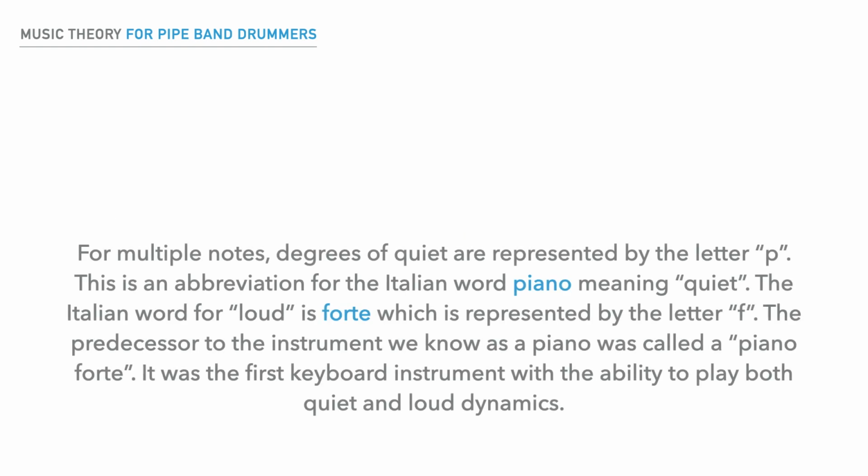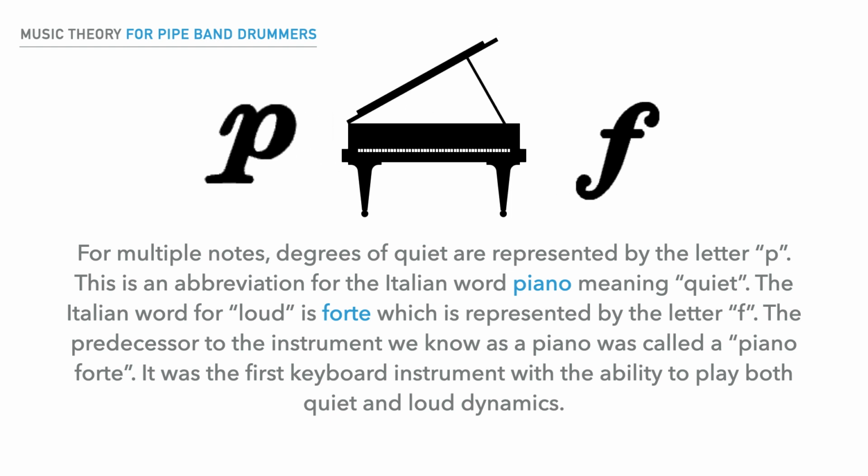For multiple notes, degrees of quiet are represented by the letter P. This is an abbreviation for the Italian word piano, meaning quiet. The Italian word for loud is forte, which is represented by the letter F. The predecessor to the instrument we know as a piano was called a pianoforte. It was the first keyboard instrument with the ability to play both quiet and loud dynamics.